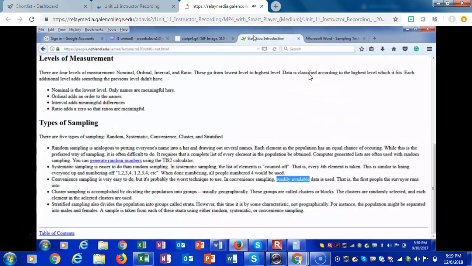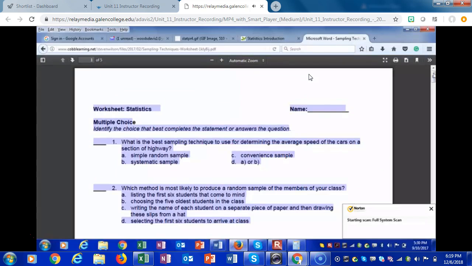Systematic sampling, remember, systematic is counting off. So we can say every second car, every third car, okay? So the reason why I said random sampling and systematic is because for random, every car has an opportunity to win. And for systematic, we can do every second car if we wanted to. So that answer would be D, A or B.